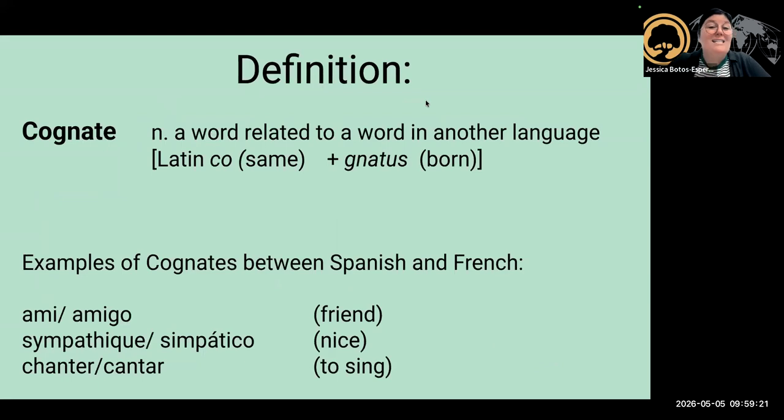So, what is a cognate? A cognate is basically a word that looks similar in two languages and has the same meaning. So, it's like they're linguistic cousins of sorts. For example, you'll see below some examples of cognates between Spanish and French. Ami, amigo, simpatique, simpático, right? These are different languages, but they're clearly related.